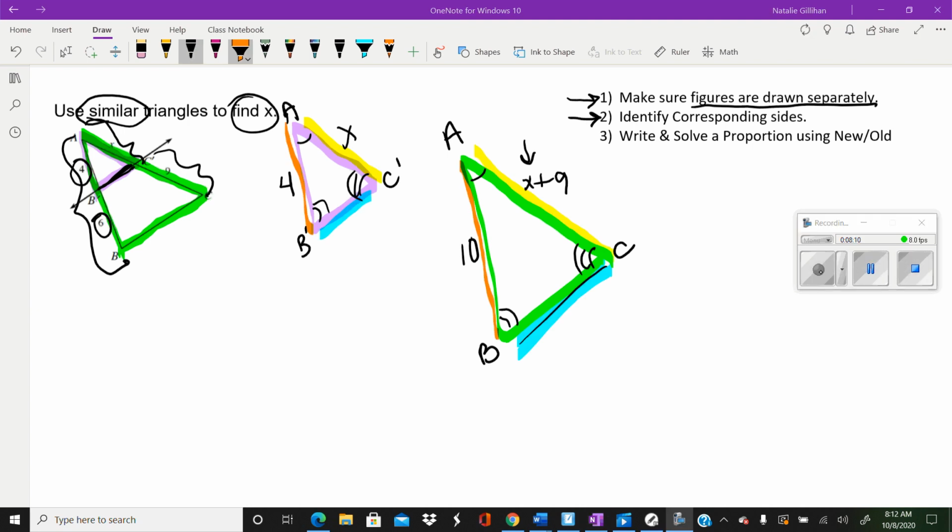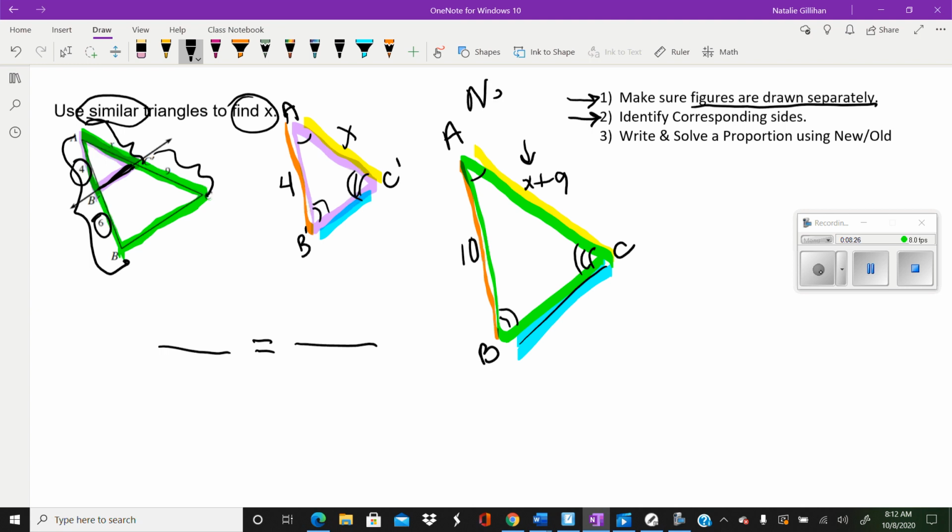All right, so things are getting a little crazy here with all the different colors. Hopefully you can tell we have a yellow A to C prime, we have a yellow A to C, and so on and so forth. So what we want to do is we want to do a new over old strategy.